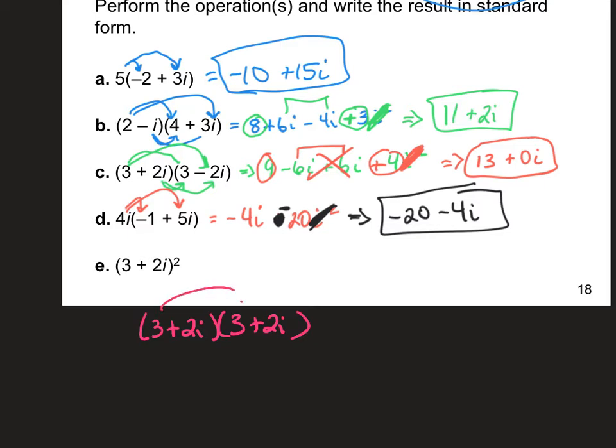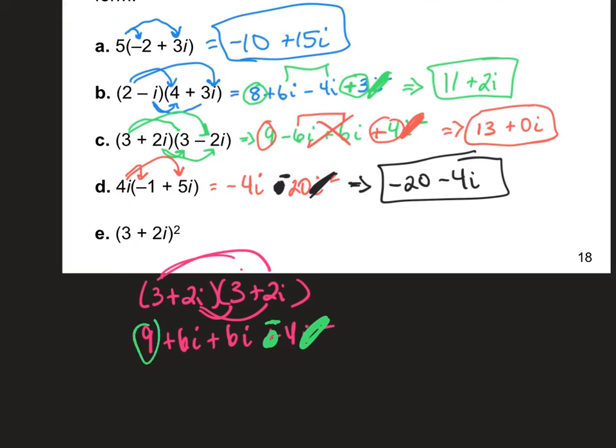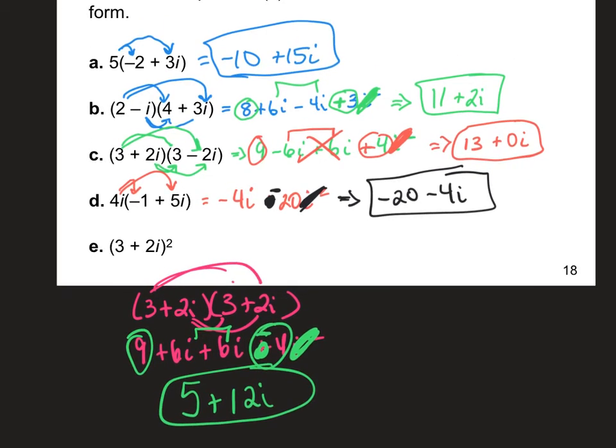So if we FOIL, 3 times 3 is 9. 3 times 2i is 6i. 2i times 3 is 6i. 2i times 2i is plus 4i squared. I see an i squared. What do I do? Cross out the i, change the sign. Good. So deal with your reals first. 9 minus 4 is 5, and then 6i plus 6i is 12i. That's it. Questions?